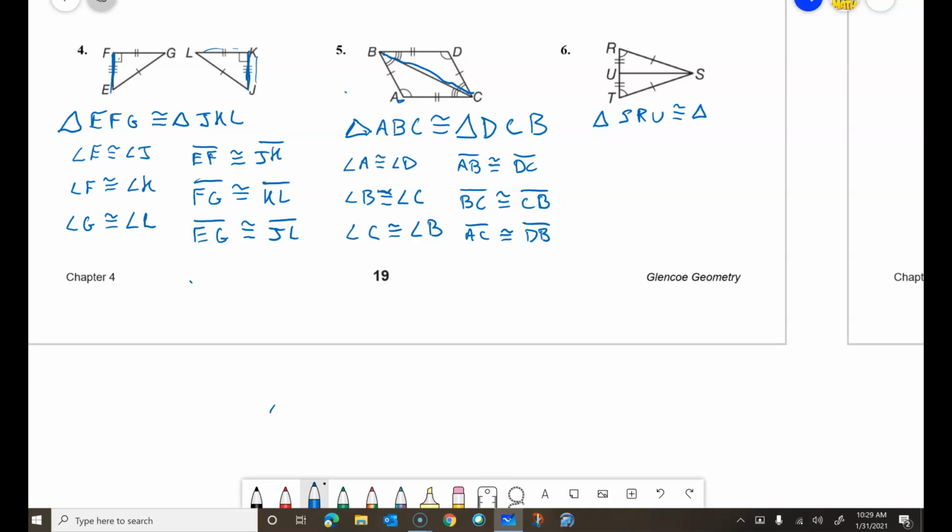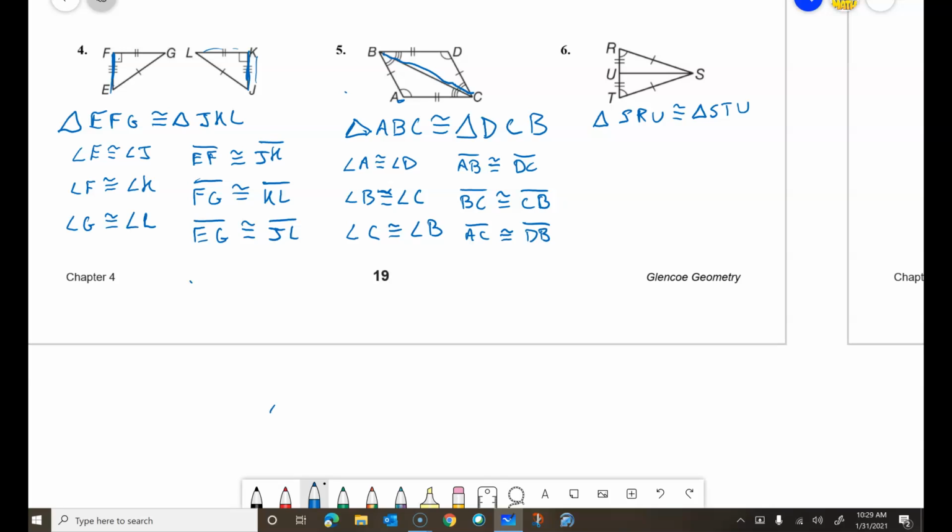Our top angle, we started at S over here, so we'll start S here. Triangle S, and then we went R to U. We went along the single hash mark, so we'll go along a single hash mark, S to T, and then to U finally. Okay, so we have triangle SRU congruent to triangle STU.